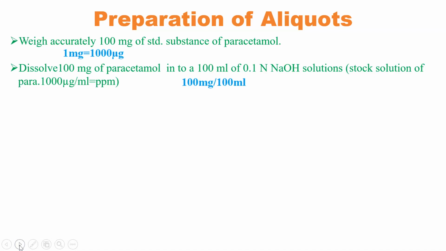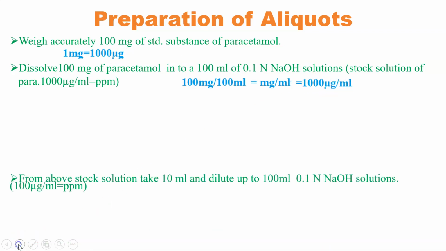So how does it become 1000 microgram per ml or 1000 ppm? We have taken 100 milligram and we have dissolved in 100 ml. So this 0 will cancel. As it is divided, it will become milligram per ml, and it is 1 milligram per 1 ml. 1 milligram is equivalent to 1000 microgram, so now it becomes 1000 microgram per ml. So this will be stock 1.